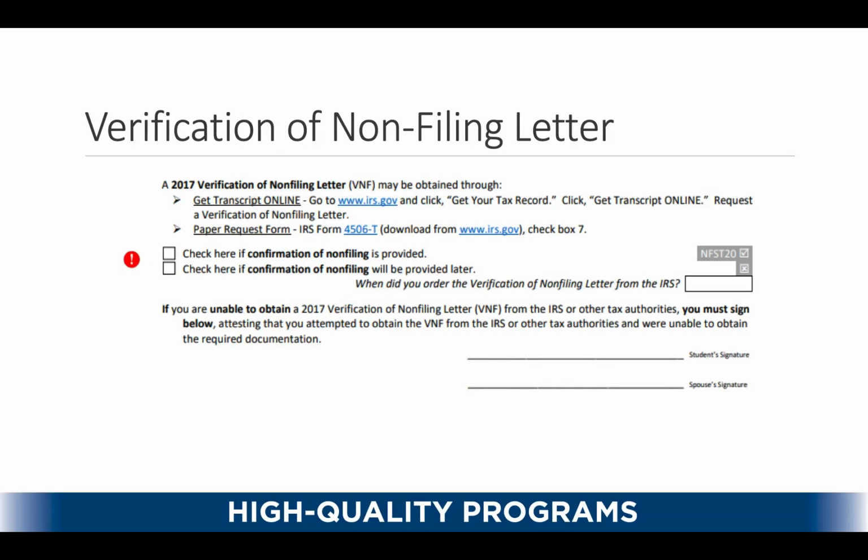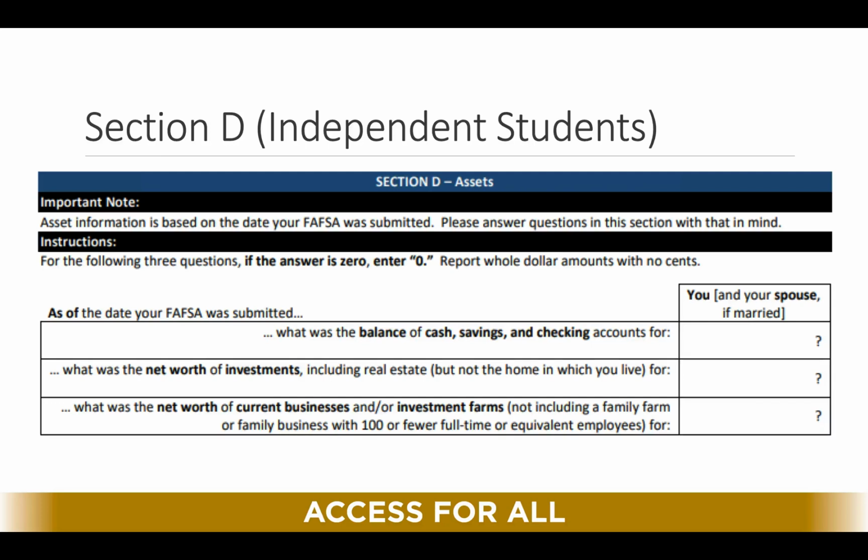For independent students who are non-tax filers, you will need to order a verification of non-filing letter. This letter may be obtained either online at www.irs.gov or by completing a 4506T form and faxing the completed form to the IRS. Section D asks about assets information for the student as of the day you completed your FAFSA. IRAs and retirements are not considered investments for verification purposes.